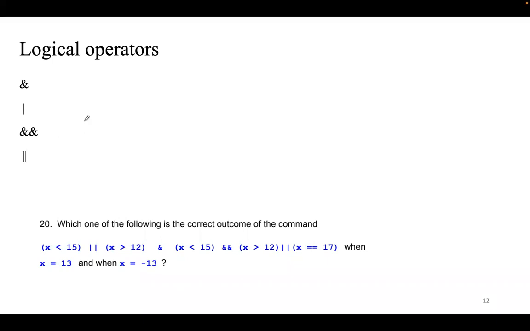Now, in case of logical operators, this is your BODMAS. You first solve this, then you solve this, then you solve this, and then you solve this. Single AND, single OR, double AND, double OR. And then you will be able to solve it here. So I will just start with explaining this thing here.